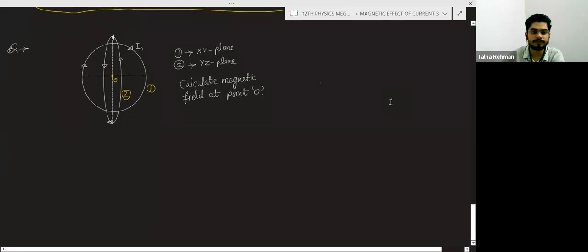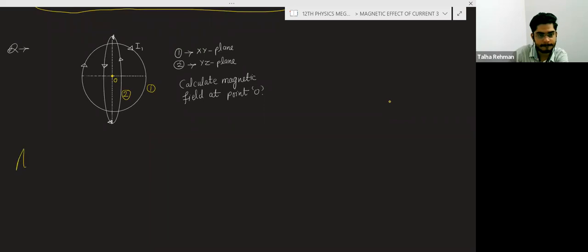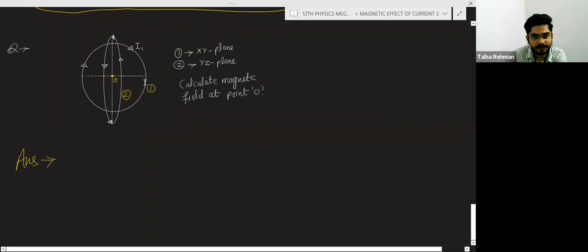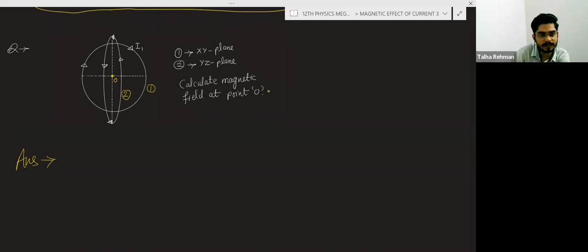See this question. This is wire 1 and this is wire 2. These are circular wires, or circular coils, you can say. Wire 1 is in the xy plane, and wire 2 is in the yz plane. We have to calculate the magnetic field at point O. The radius of wire 1 is A and the radius of wire 2 is B.